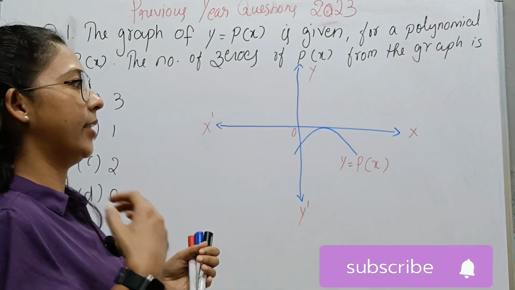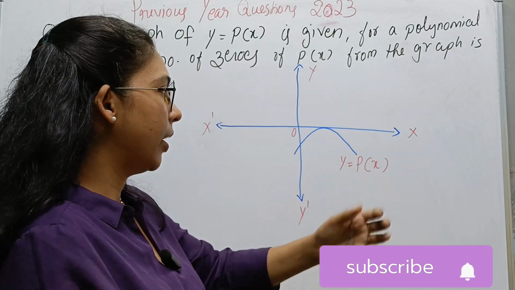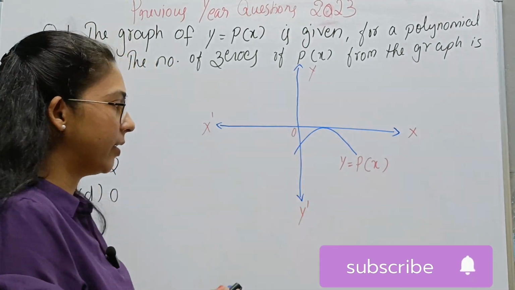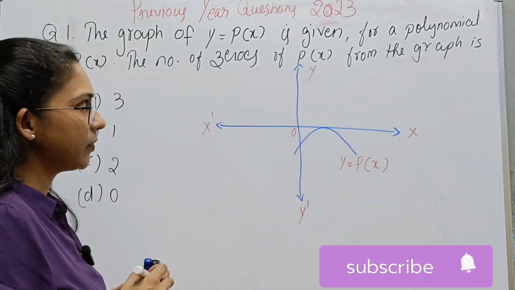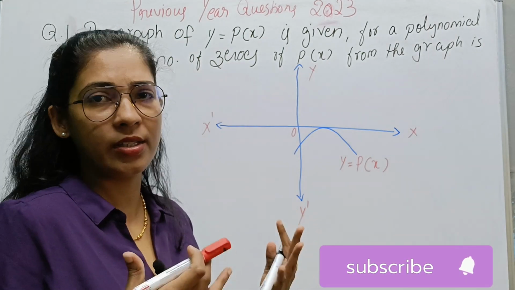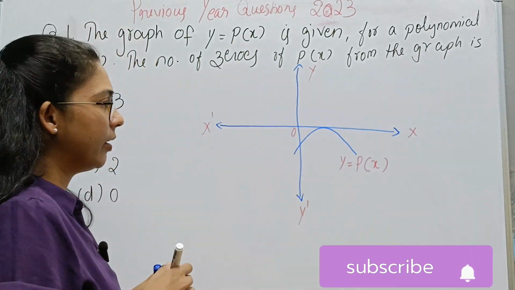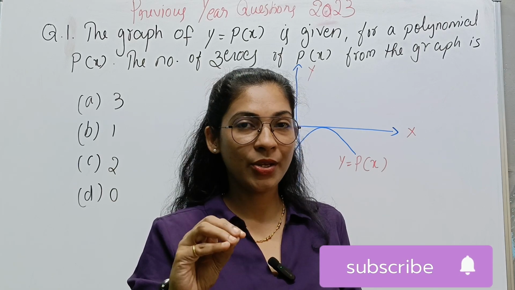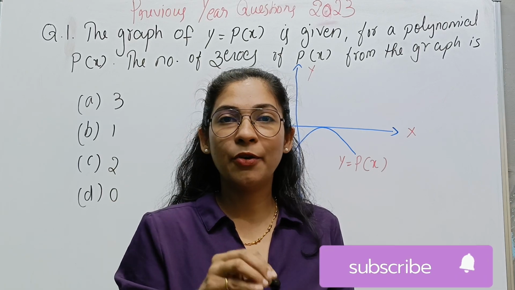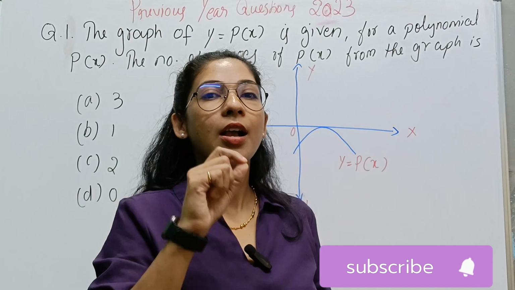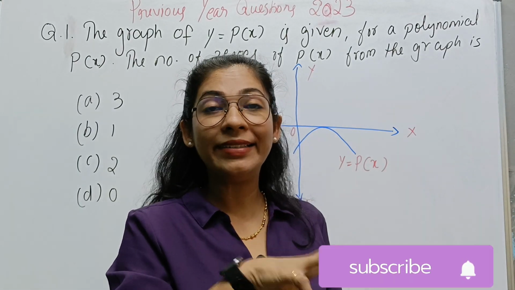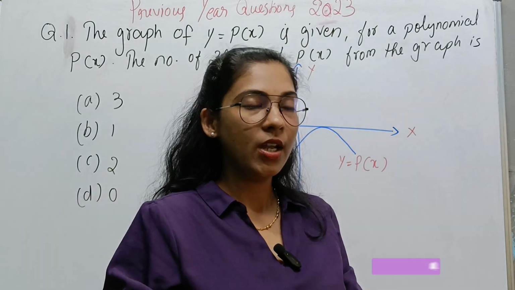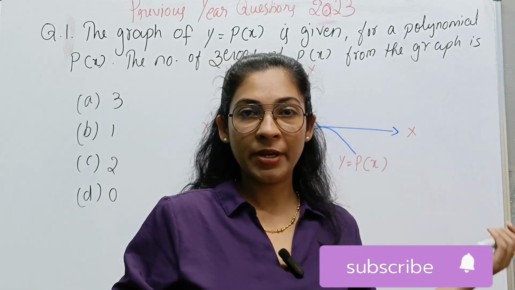Okay, so there is a graph which is y is equal to p of x. It's an inverted parabolic shape and we are asked how many zeros are there. We know that the number of zeros of a polynomial can be found out by using the technique that how many times the line touches the x-axis gives the number of zeros of that polynomial. We already discussed it in the previous classes.